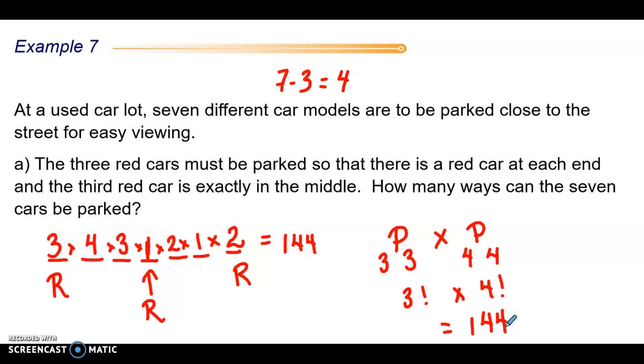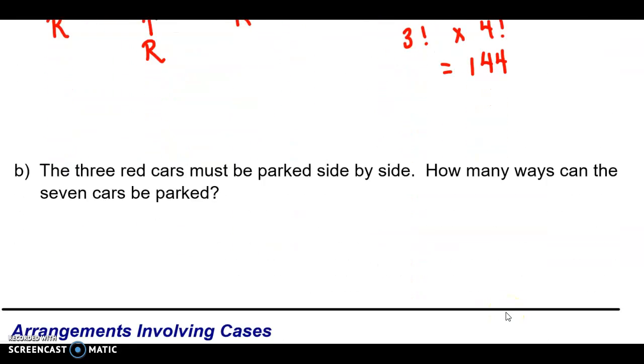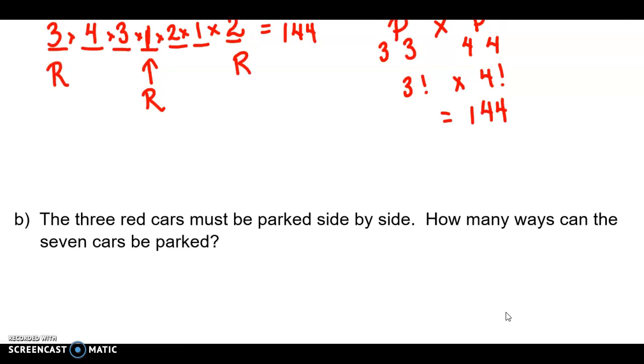There is a part B, so an extension to this question. This one says the 3 red cars must be parked side by side. How many ways can the 7 cars be parked? So we are going to consider those 3 red cars as if they are distinct red cars. So red 1, red 2, and red 3. They have to be together.